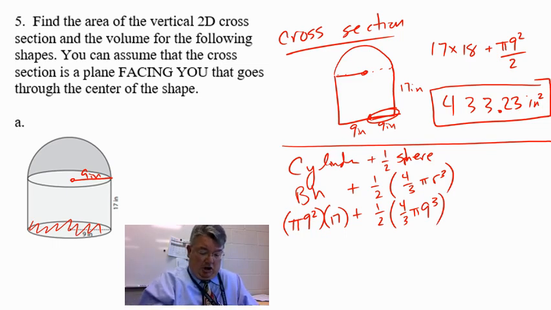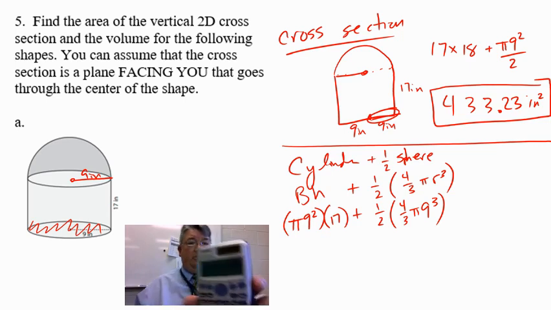I'm going to type that in exactly like it looks. Okay? I'm all about using my scientific calculator like it's designed to be used. Pi times 9 squared times 17 plus 1/2 times 4/3 times pi times 9 cubed. So I typed that in, and it looks exactly like that. If you have a hard time typing that into your calculator, sit down with me for a minute and go over it. I hit equals, and it gave me a syntax error.